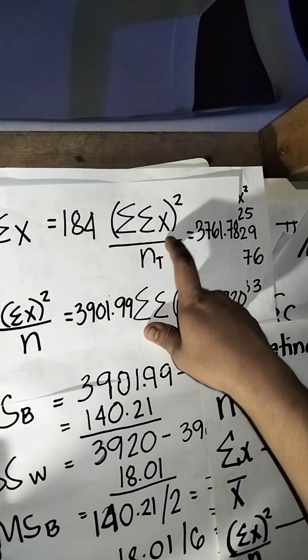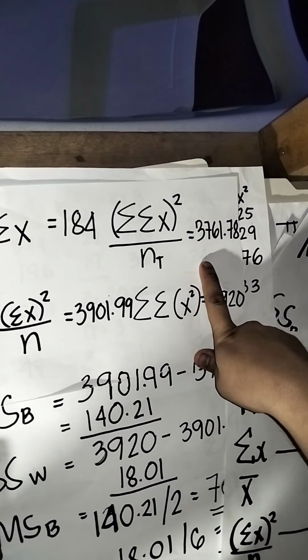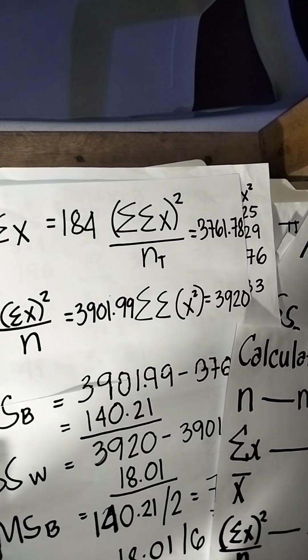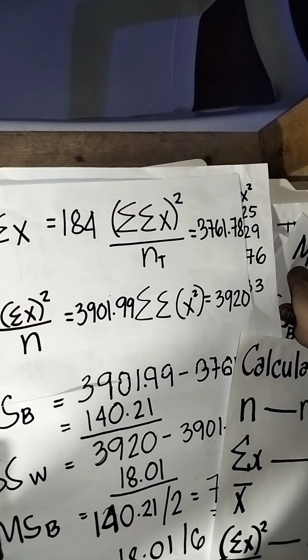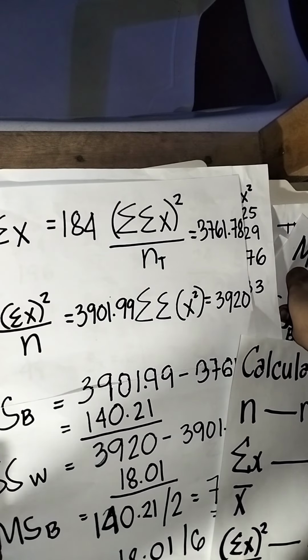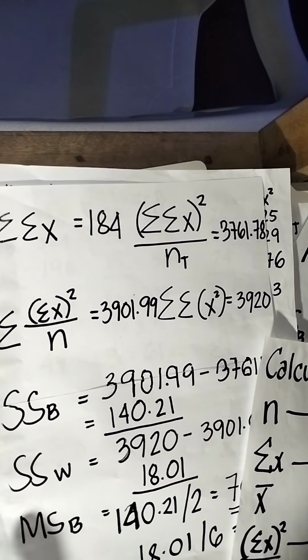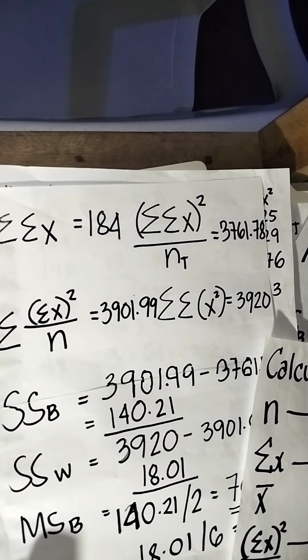So you square the 184, divided by our NT. So what is NT? Our NT is 9, no? So we will have 184 raised to the power of 2 divided by 9. You can double check it, everyone. So now, when we compute it, it will become 3,761.78. So that will be the result of the summation of x squared over NT.